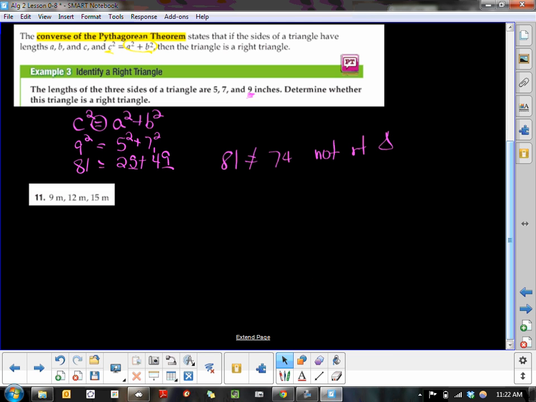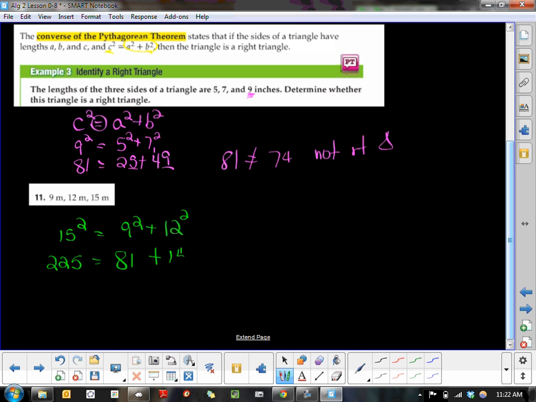So we'll apply it to another one. We got 9, 12, and 15. If this is going to be a right triangle, then 15 squared will have to equal the two shorter sides squared, 9 squared and 12 squared. So 15 squared is 225, 9 squared is 81, and 12 squared is 144.